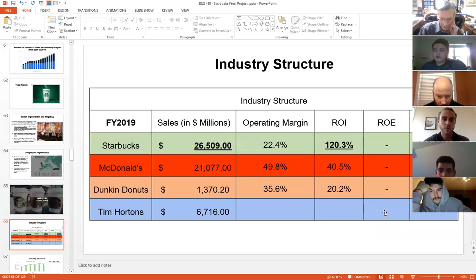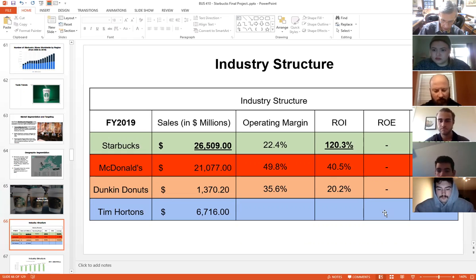Industry structure. This table is intended to show how big Starbucks is within its industry and in its market. It's bigger in sales, and its return on investment is extremely superior to its competitors. The only problem here, and I'm going to talk about that later on, is its leverage ratio, which is extremely high.